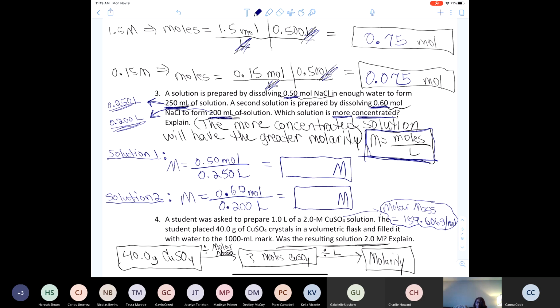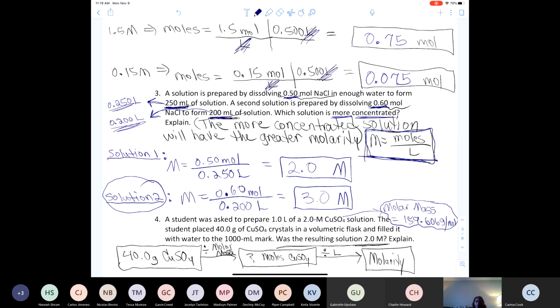And so what are the molarities for these two solutions? So solution 1 has a molarity of 2. Solution 2 has a molarity of 3. So therefore, solution 2 is the more concentrated.